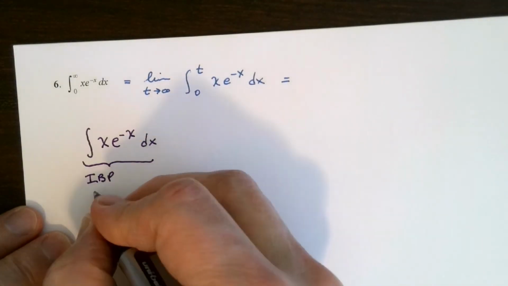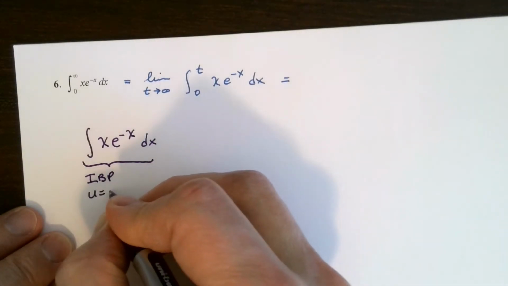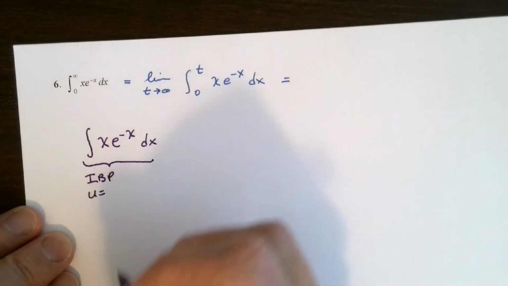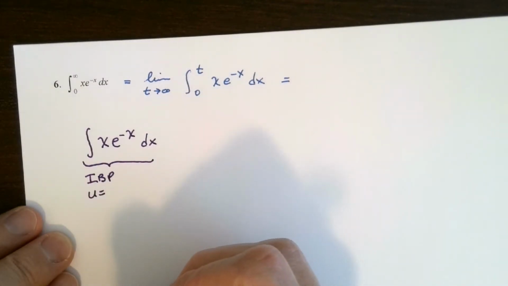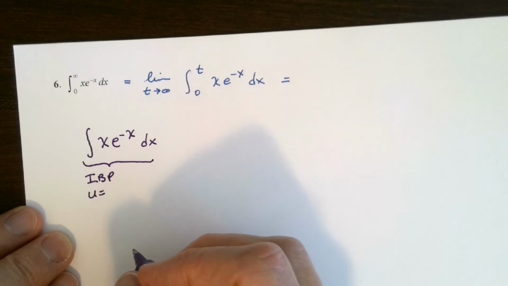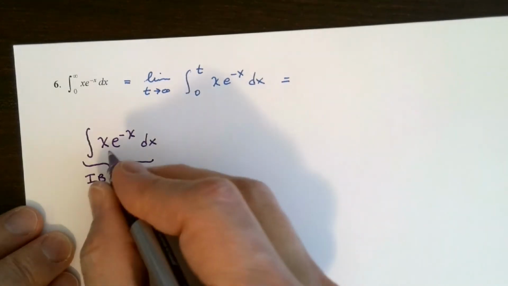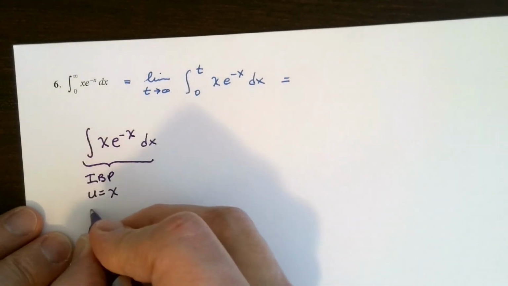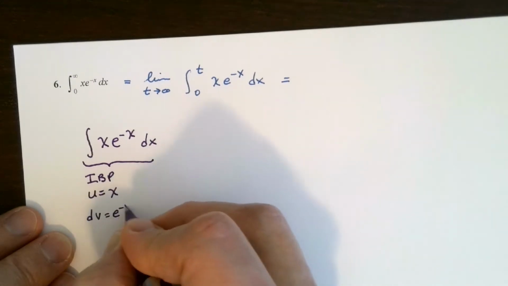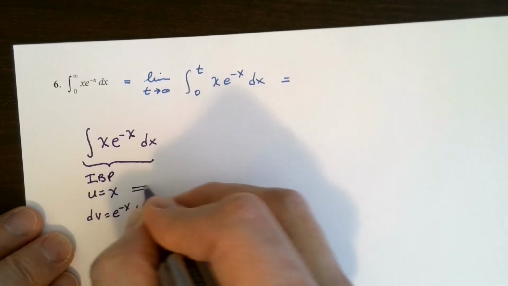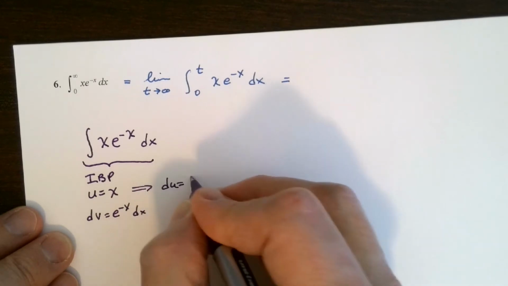I'm going to let u be what? x or e to the negative x? Remember LIATE: log, inverse trig, algebraic. Algebraic is x, and therefore my dv is e to the negative x dx. du is dx.